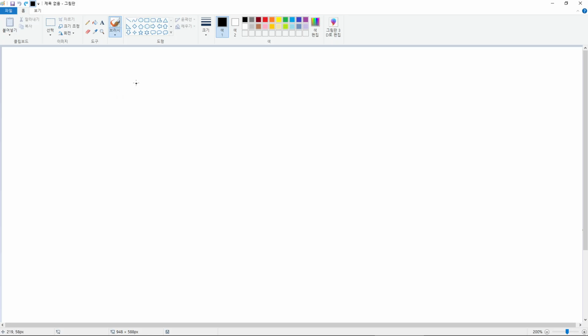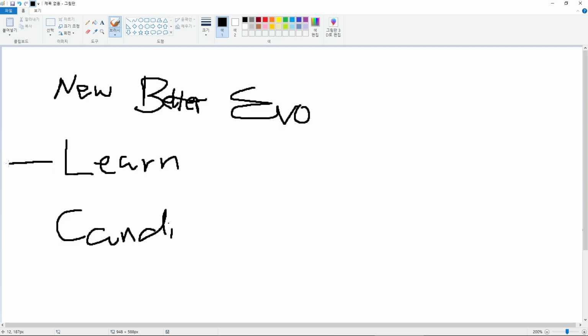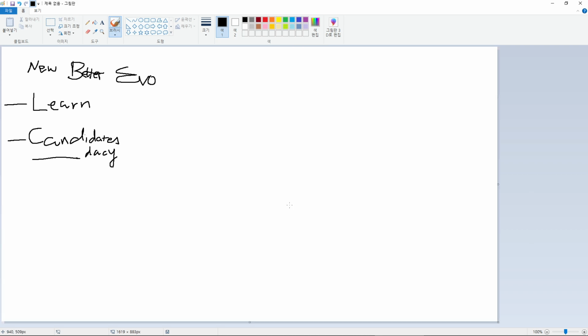well, I wanted to find out what would happen if what I have done so far with the new, better evolution scheme and the learn function and the candidates function, with the concepts of learning and candidacy, I wanted to see if similar results.